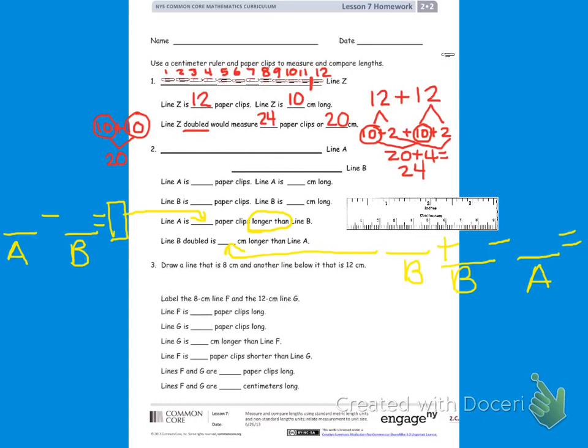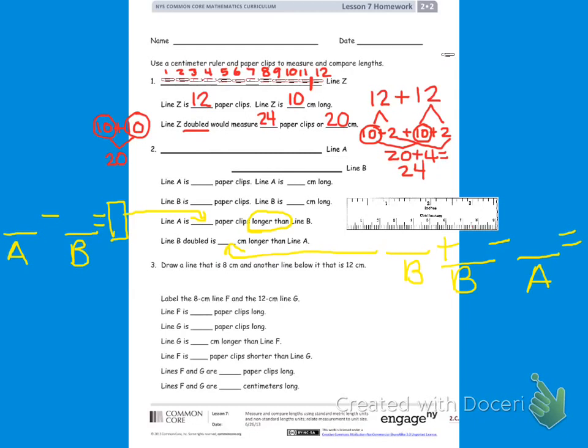And finally, on problem 3, it asks you to draw a line that is 8 centimeters and another line below it that is 12 centimeters. When your student is drawing the line, be sure that he or she starts at the end of the ruler. That way, the end of the ruler is 0. And at this age, students often want to start at the number 1. Students should remember to start their drawing with the line beginning at the end of the ruler.